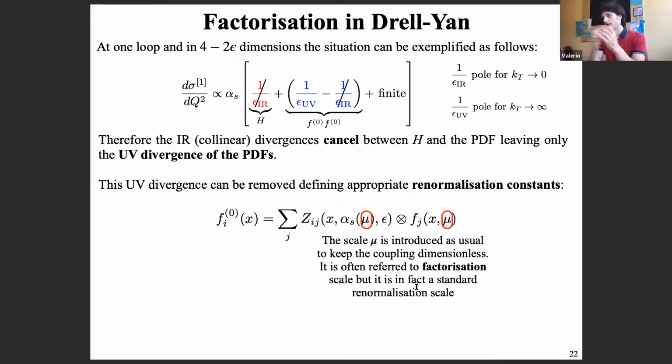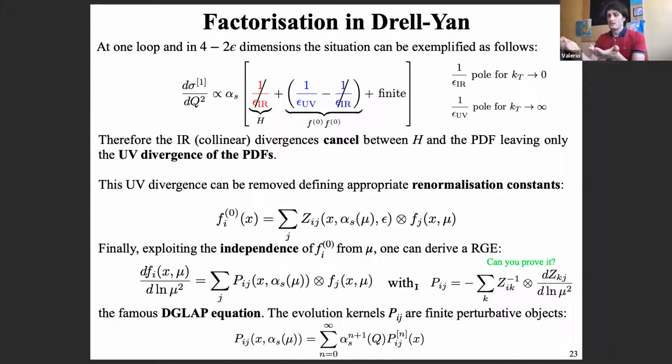And of course, like in any renormalization procedure, you need to introduce a scale that, for instance, using dimensional regularization, one introduces to keep the coupling dimensionless. This is what is typically referred to as the factorization scale, but it is in fact the standard renormalization scale. It's the renormalization scale that you introduce when you renormalize PDFs.